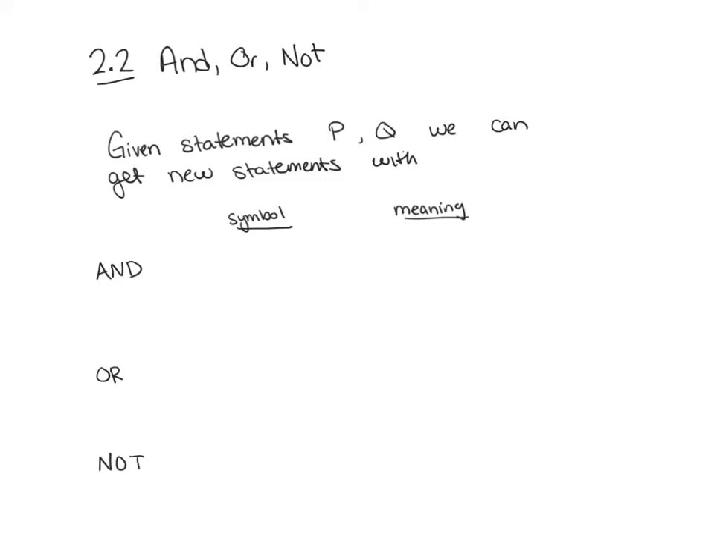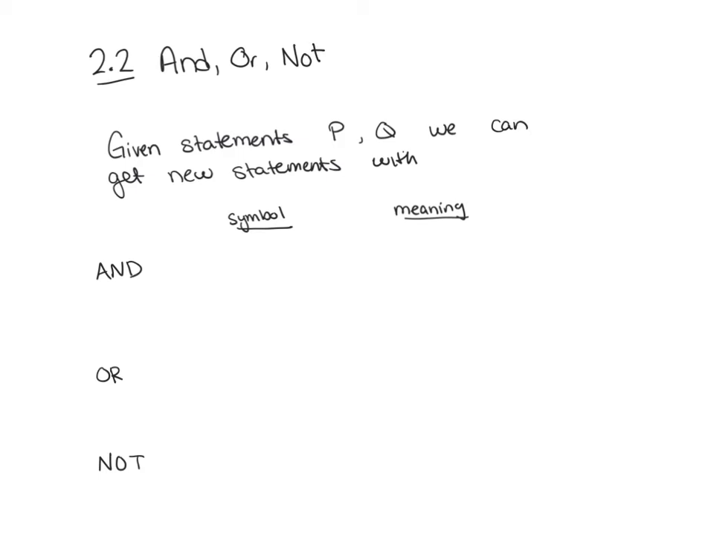So now that we have our statements, which we talked about in section 2.1, we want to be able to connect statements together to build new statements. And we can do that with these logic connectives: and, or, and not. These mean very similar to what we use them in English to mean, although we'll see there's a couple things we have to be careful of. Let's go over just basic symbols and meanings here.